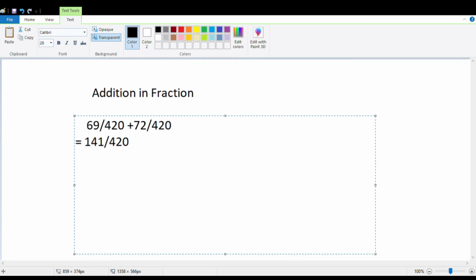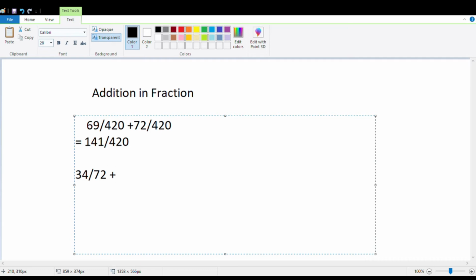Okay, now let's take another example. Let's say that we have 72 slices of pizza. Yes, that's a lot of pizza. And out of that, your friend has eaten 34. Okay.